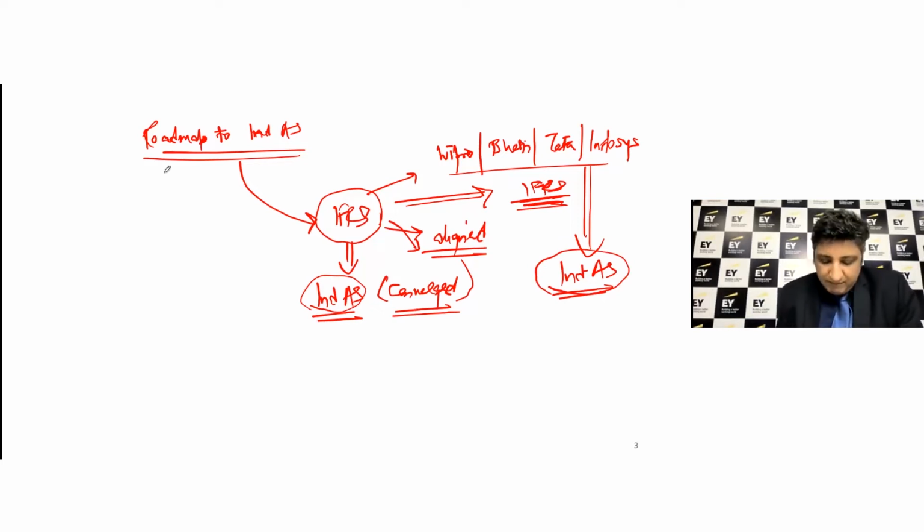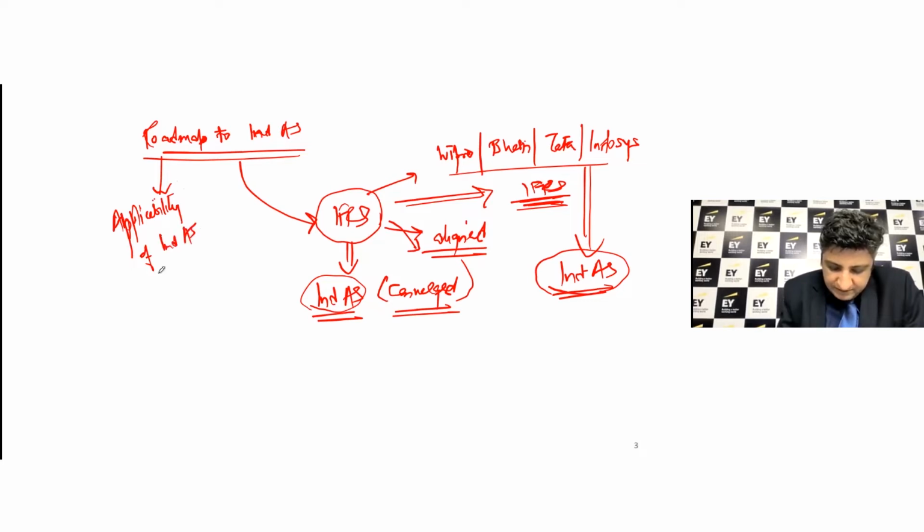Okay, so the roadmap would actually talk about the applicability, right? Applicability of Ind AS to the types of companies, right? There are some bases, basis whether the entities are listed, whether they are so there's a net worth criteria.